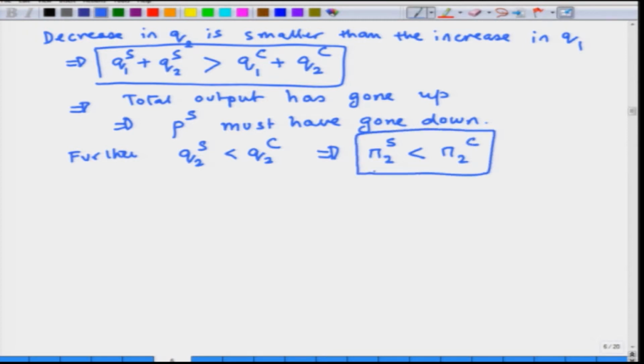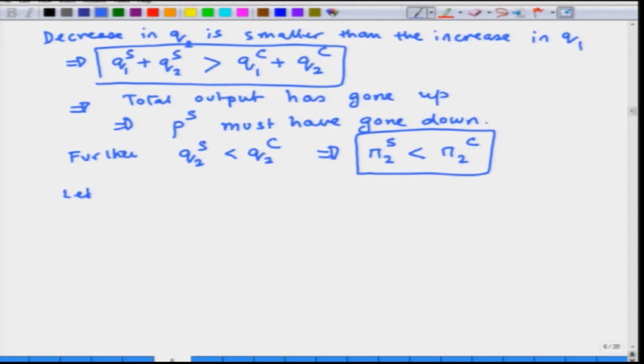So, firm 1, which is the first mover or the leader, by choosing Q1S, which is larger than Q1C, finds that its profit under the Stackelberg model is larger than that it gets under the Cournot model. Firm 2, which is the follower, ends up producing less than what it would have produced had it moved simultaneously. The total output under the Stackelberg model has increased. So, that has reduced the price, which then implies that firm 2's profit has gone down.